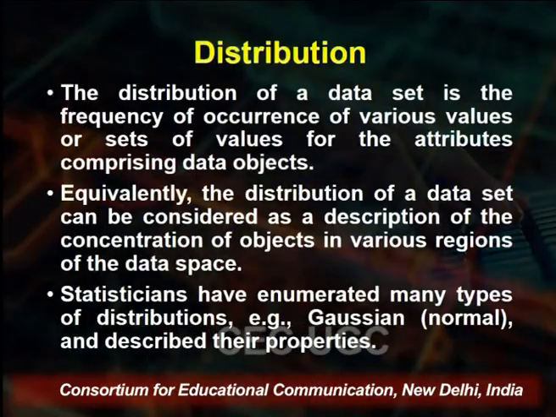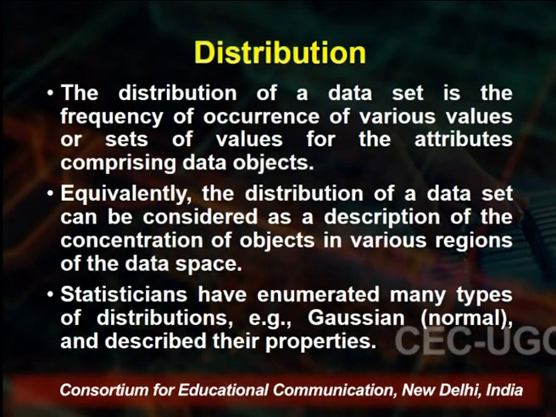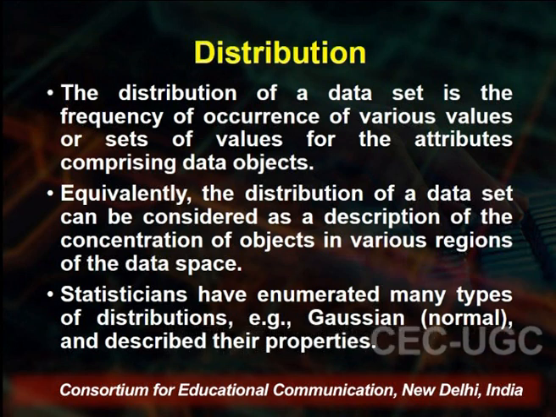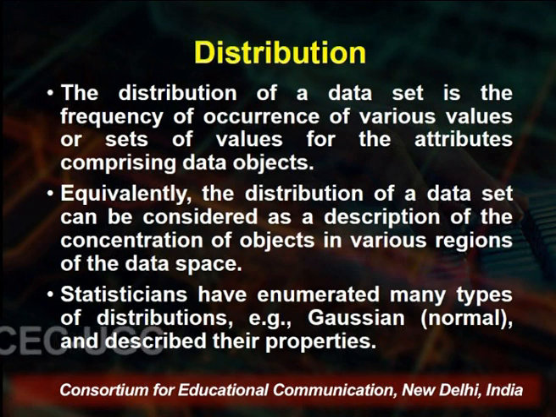Then next is distribution of the data set. Distribution of a data set is basically the frequency of occurrence of various values or sets of values for the attribute comprising the data objects. That is, certain values will keep on repeating for most data objects. So the distribution of a data set can be considered as a description of the concentration of objects in various regions of the data space, right.